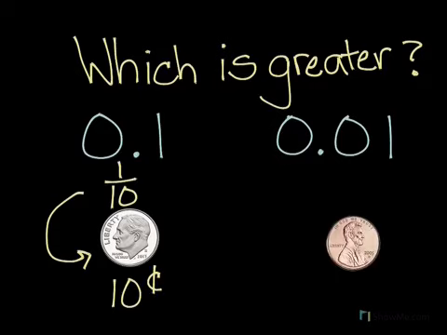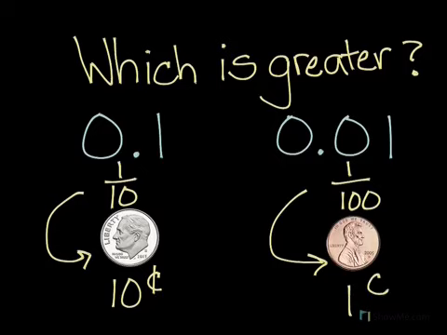If I look at the second decimal, I notice there is a 0 in the tenths place and a 1 in the hundredths. The 0 means there are no tenths, but we do have 1/100th. I know that 1/100th is the same as 1 penny. So this decimal is read as 1/100th, and we only have 1 cent. Therefore, if I have 10 cents, that's more than 1 cent. So 1/10 is greater than 1/100th.